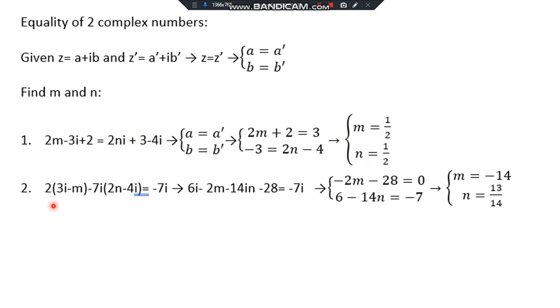The last one, you expand 6i minus 2m minus 14in. Here 28i squared, which is minus 28. Similarly, equal to minus 7i. The real part is minus 2m minus 28. Here I don't have real, I put 0, equal 0. The imaginary part is minus 14n, plus 6 here, equal minus 7. So m will be minus 14 and n will be 13 over 14.